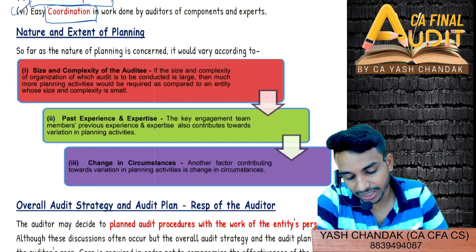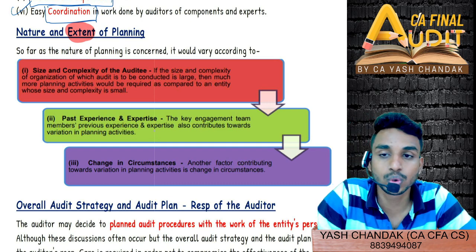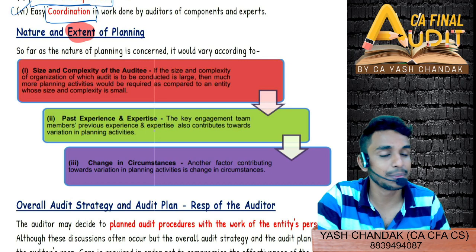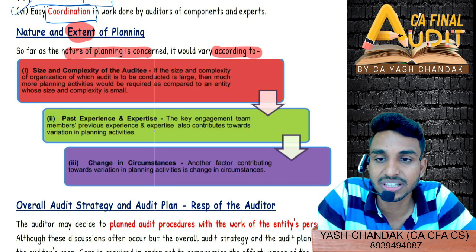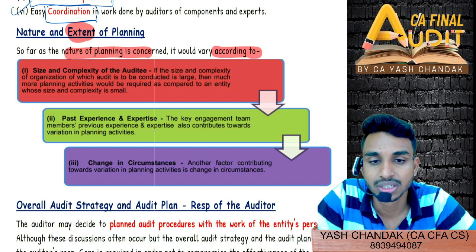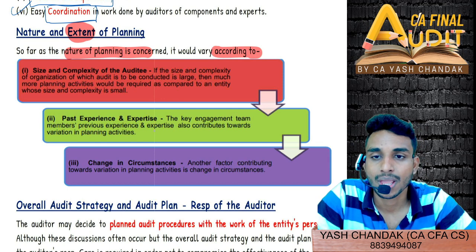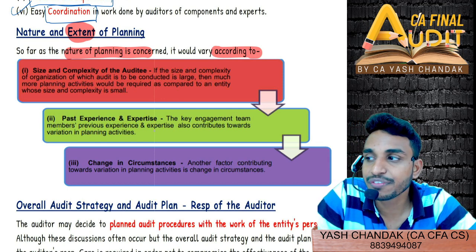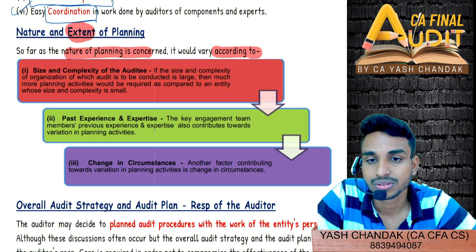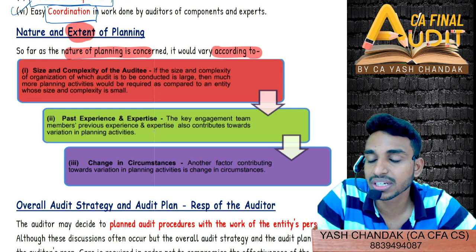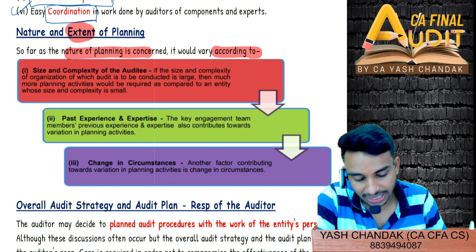Now comes to nature and extent of planning. How much planning you should do, the nature and extent. So far as the nature of planning is concerned, it would vary according to, quickly you can tell me, if the size of the entity is large, whether the planning will increase or decrease. Or if the entity is very complex, or involved in crypto transactions, will the planning increase or decrease? Increase, right? Similarly, if you already have past experience and expertise, then whether your planning will increase as compared to if you don't have the past experience and expertise. Yes, it would increase. Similarly, changes in the circumstances, if there are certain circumstances which are changing according to the situation, then that also has to be considered.